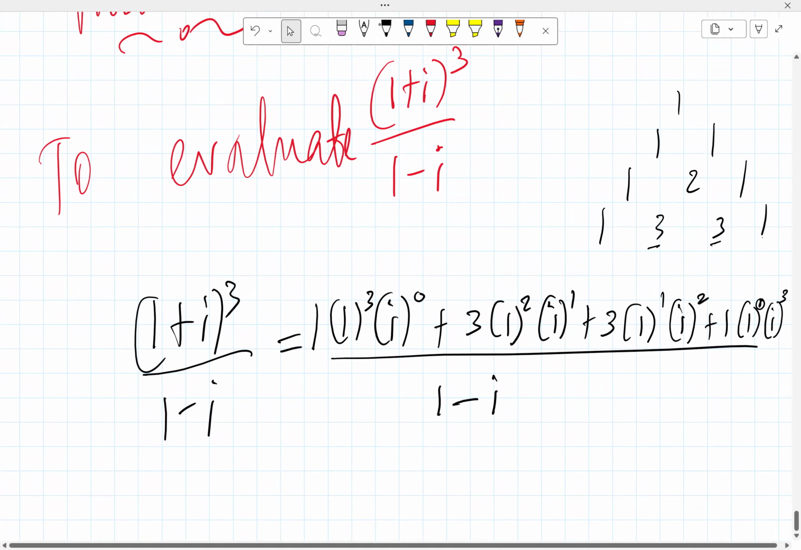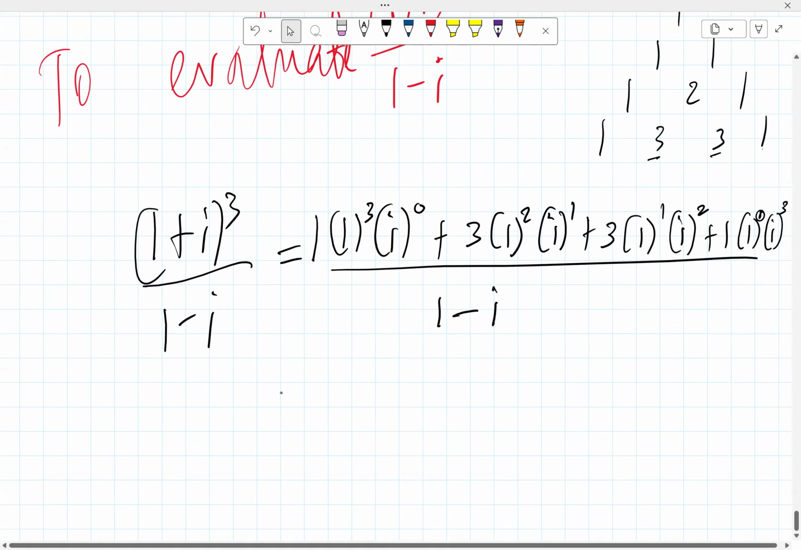Or we could have made it, do we need to take it to polar form? I don't think... yeah, we could make it polar form. Maybe I'll do polar form too. But let's just go ahead with this first.